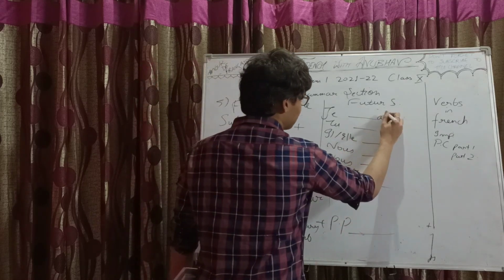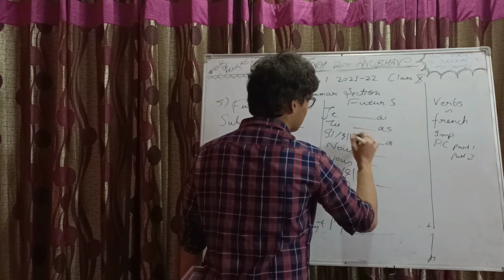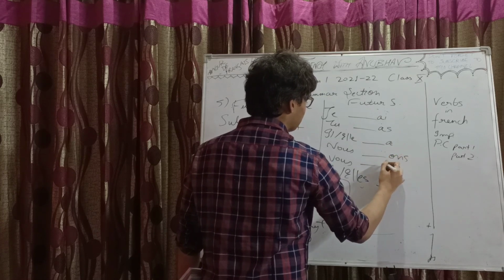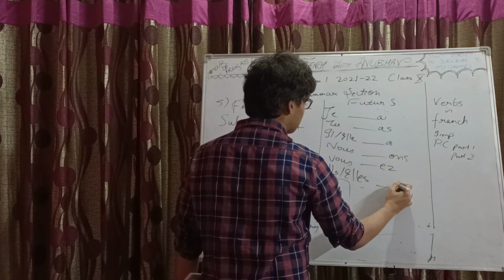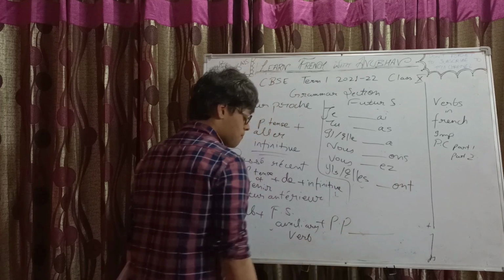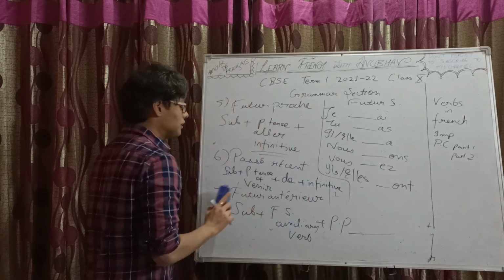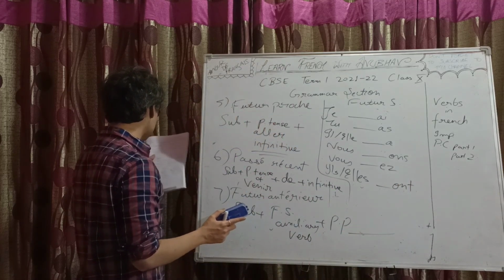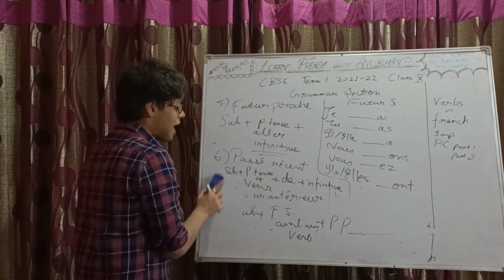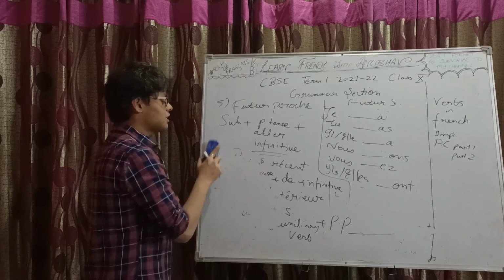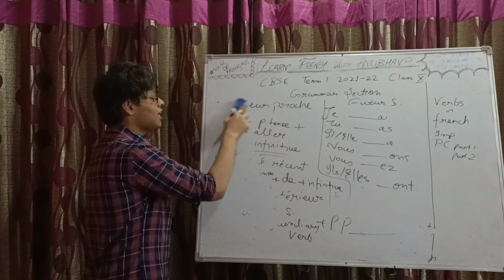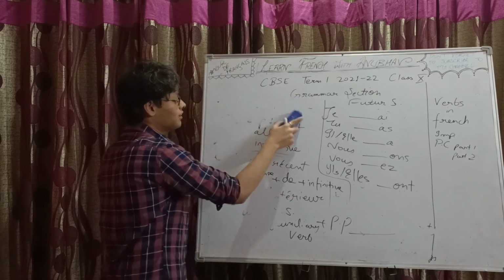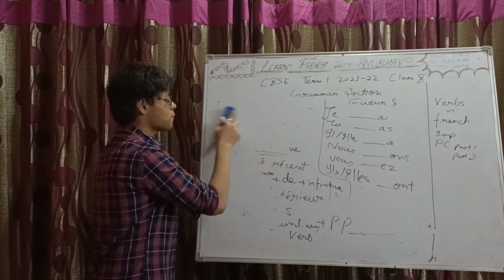So for je, it's AI. For tu, it's AS. For il/elle, it's A. For nous, it's ONS. For vous, it's EZ. For ils/elles, it's ONT. Perfect. That's your futur simple. And with this, we have covered 8 tenses very quickly. And all these 8 tenses you will get in the description box. And now it's time to move to the next topic.